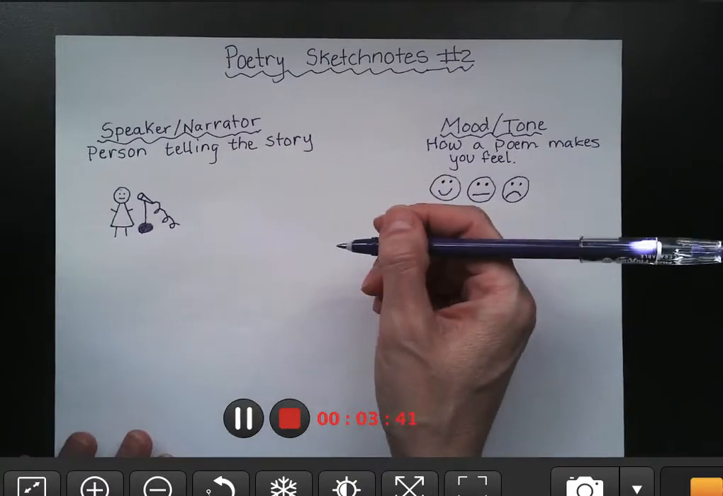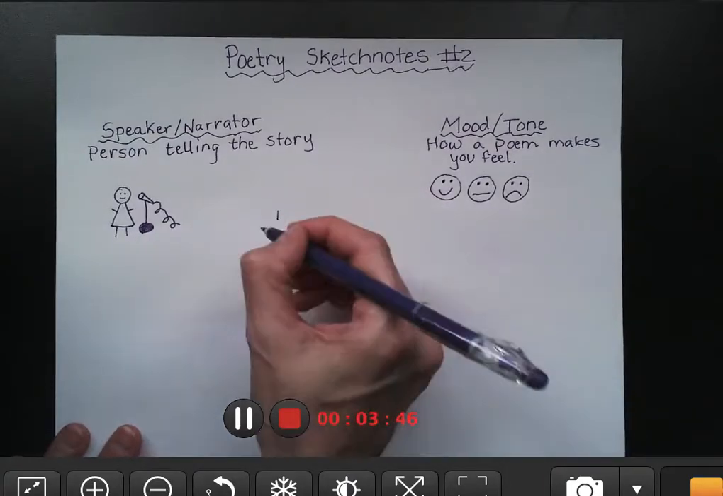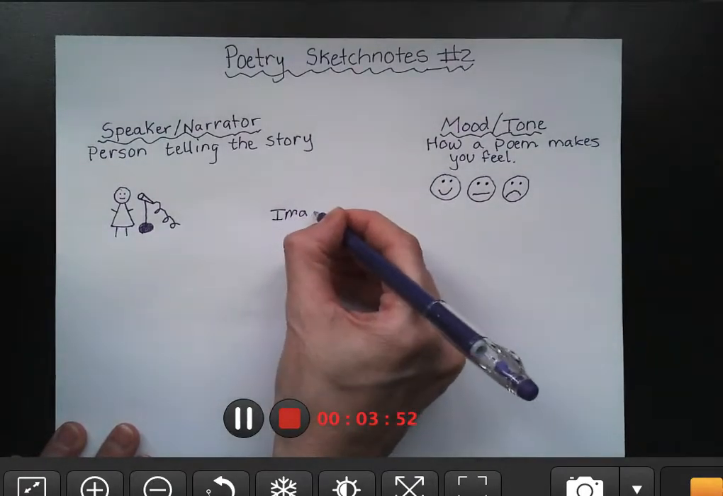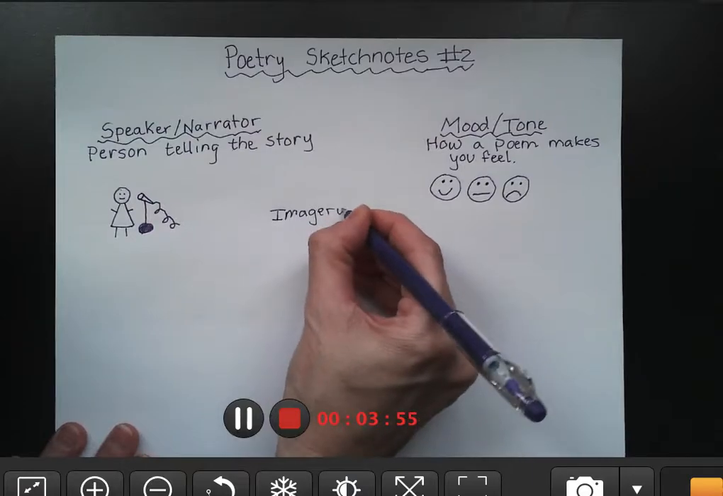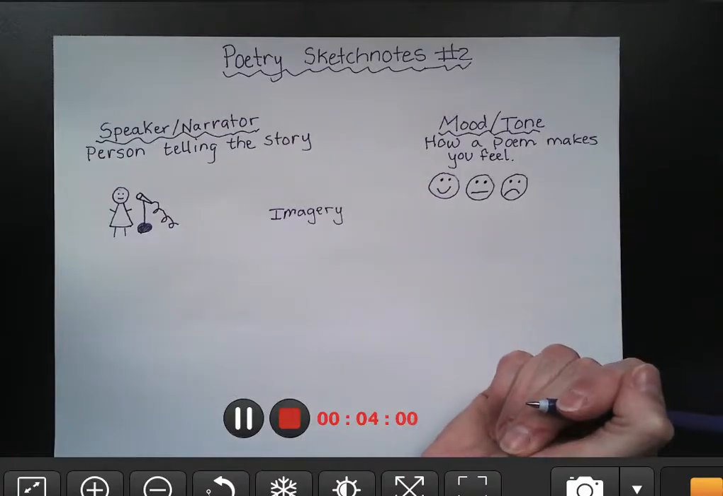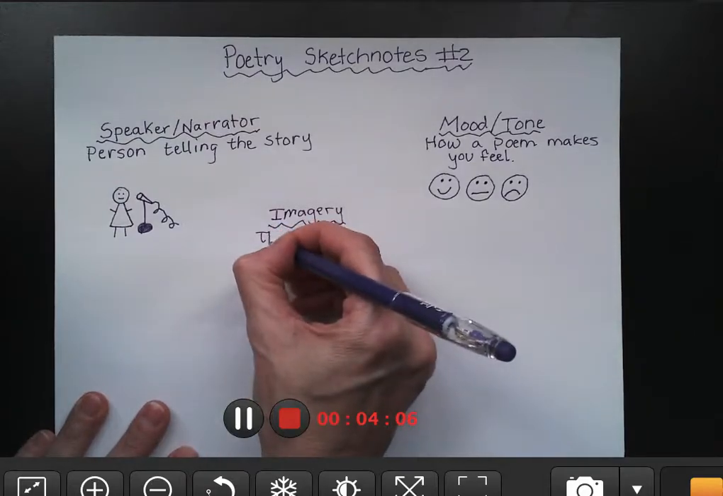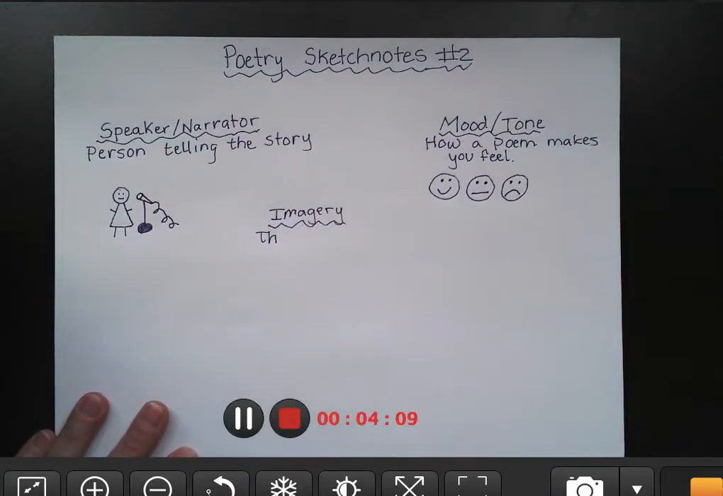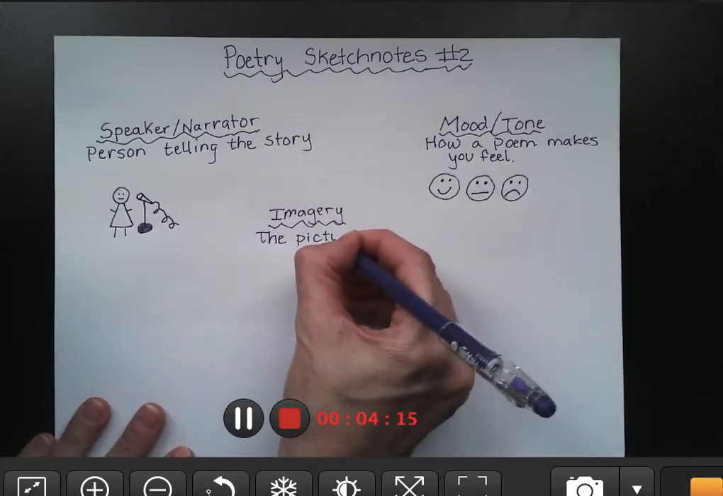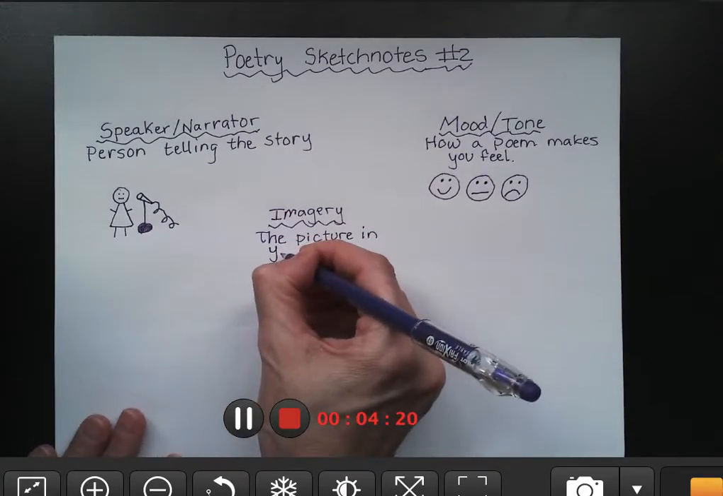So the next word that you're going to hear quite a bit, especially in language arts, is imagery. Imagery is the picture you get in your mind when you're reading a poem. The picture in your mind, what you imagine is happening. Or what you think about as you're reading the poem.